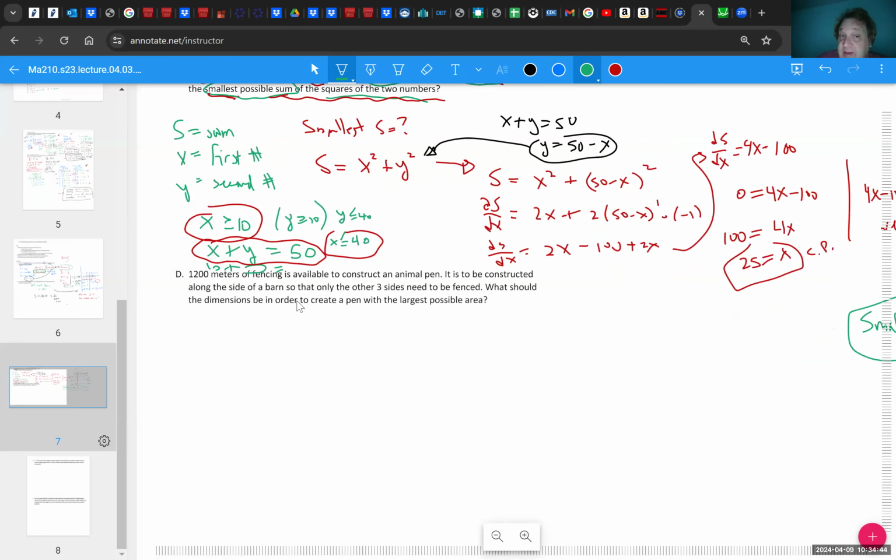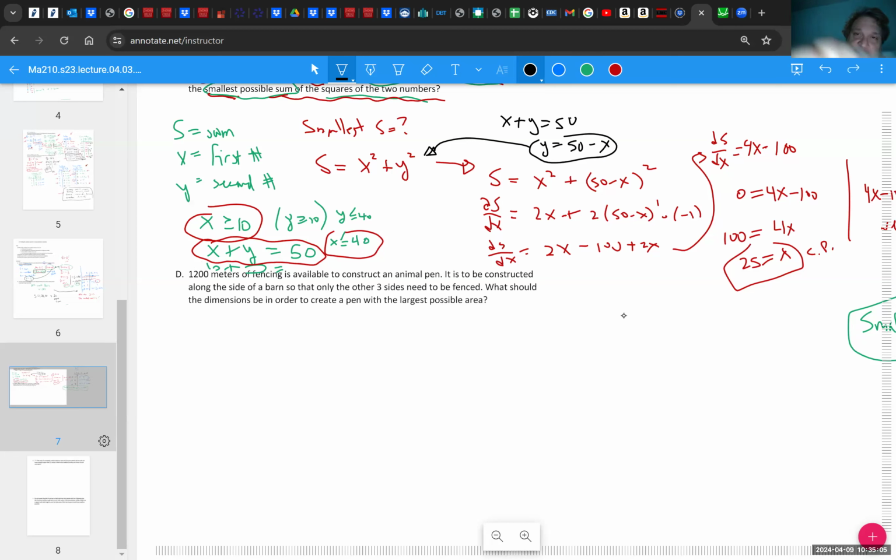I'm going to do example D. It says 1,200 meters of fencing is available to construct an animal pen. It is to be constructed along the side of a barn so that only the other 3 sides need to be fenced. What should the dimensions be in order to create a pen with the largest possible area? Okay, so we have more wordy problems now. We have 1,200 meters of fencing.